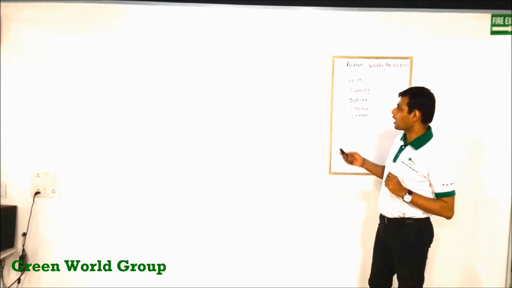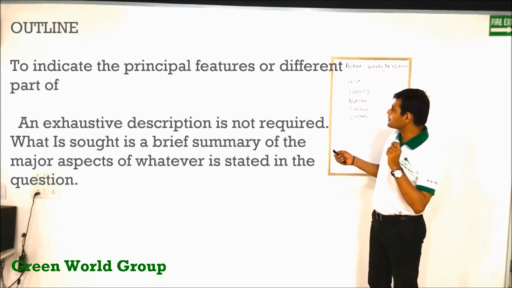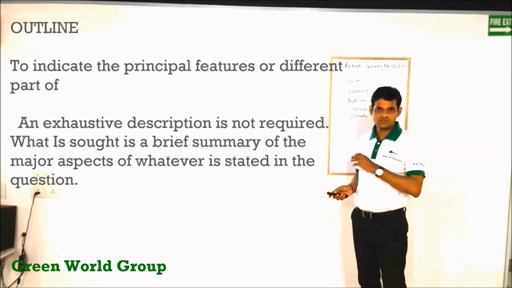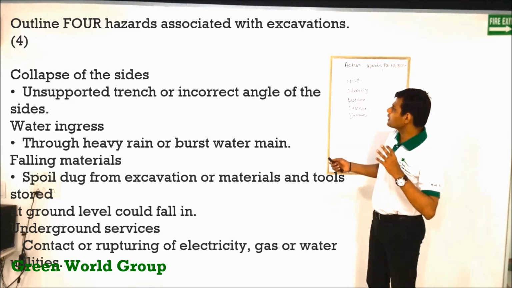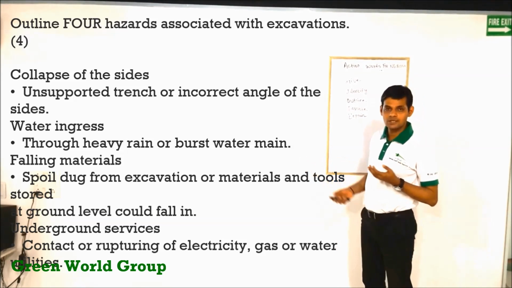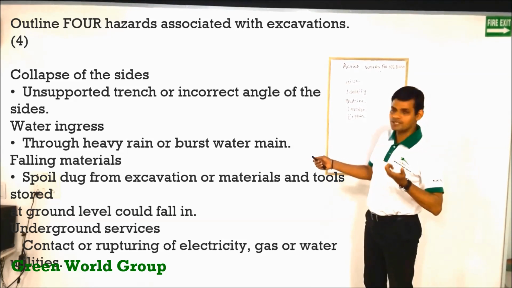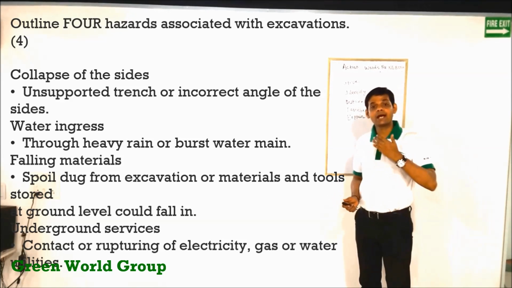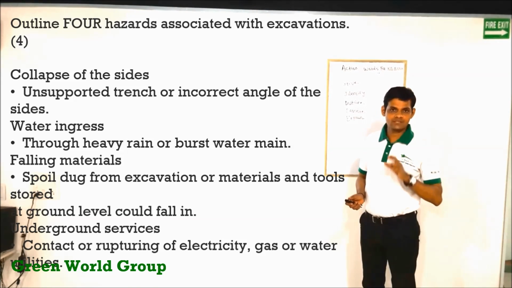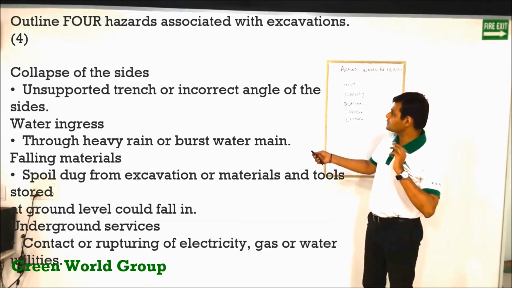Next keyword is outline. Outline means to indicate the principal features. Exhaustive description is not required. Only you have to write the major aspects. For example, outline 4 hazards associated with excavation. Previously we have seen for identify, we are only giving the main headings. Here, about each hazard you have to explain in 1 or 2 lines. Collapse of the sides. What is it? Unsupported trench or incorrect angle of the sides. Like that, for each hazard you have to give a short briefing in 1 or 2 lines. Like that you have to write for each of the 4 hazards.